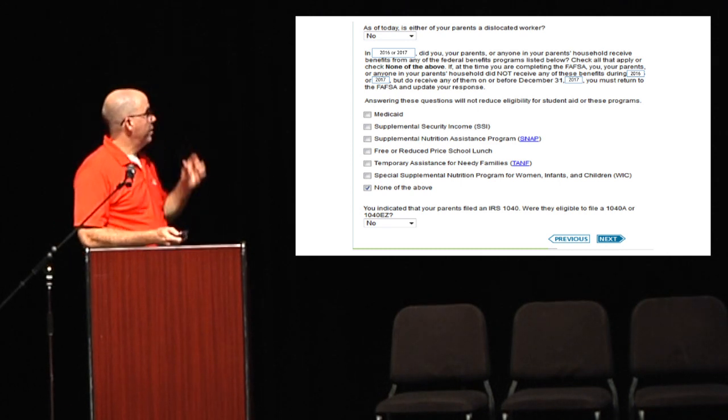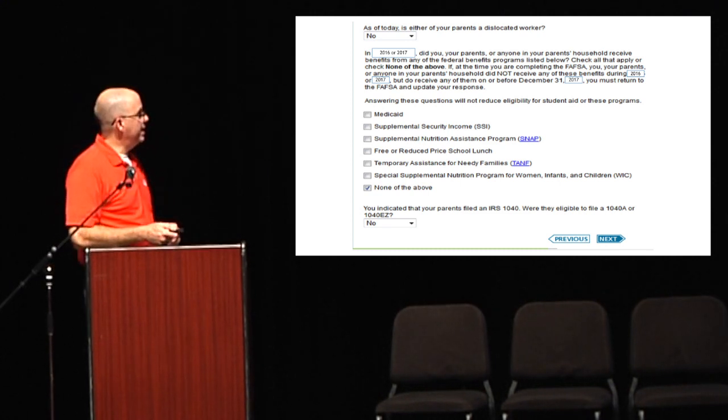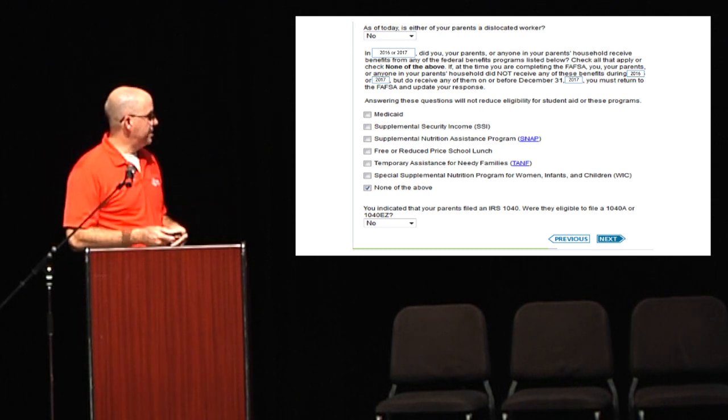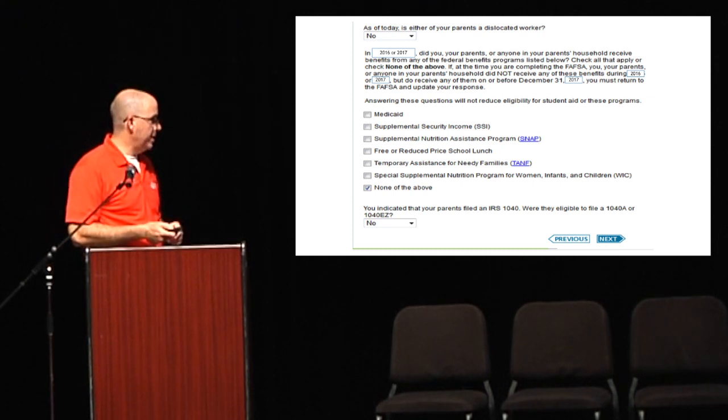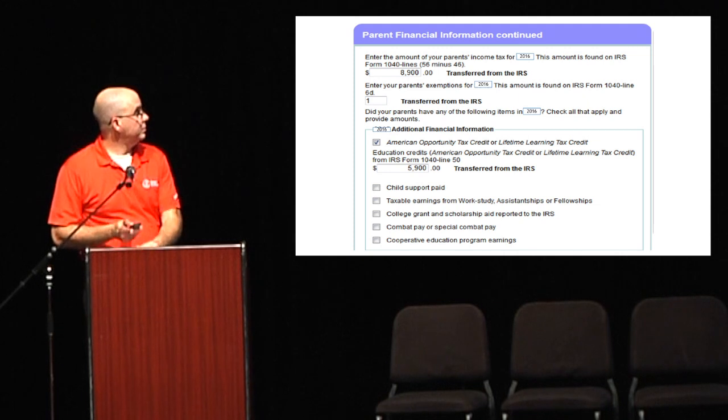Moving on, they want to know, in 2016 or 17, did anyone in the household receive any of those 6 or 7 forms of means-tested benefits like Medicaid, SSI, SNAP benefits, reduced lunch, cash assistance, and WIC? If any of those pertain to your family, you want to click on the appropriate box. Next, they want to know, you indicated that your parents filed a 1040. Were they eligible to file a 1040A or EZ? Yes or no? Going to click on next.